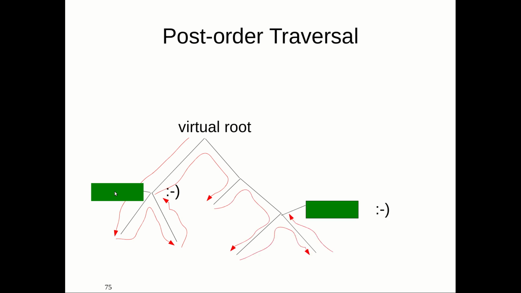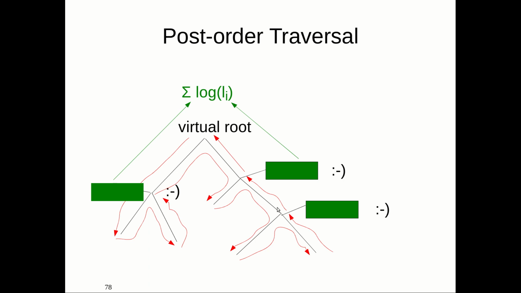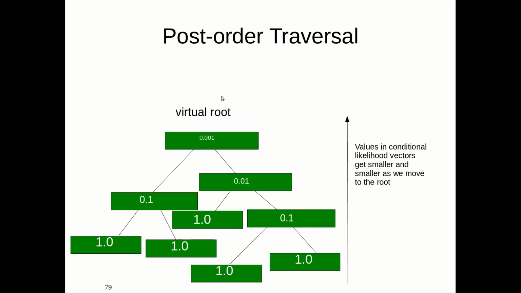Then we continue our post-order traversal here, and on the way back to the root, we then fill in those conditional likelihood vectors here, because we know that if we're on our way back to the root, it's the last time we visit this inner node, so the corresponding left and right child vectors will already have been computed. Right, then in the very end, at the virtual root, we just sum over the logarithm of the per-site likelihoods to obtain the overall log likelihood. Right.